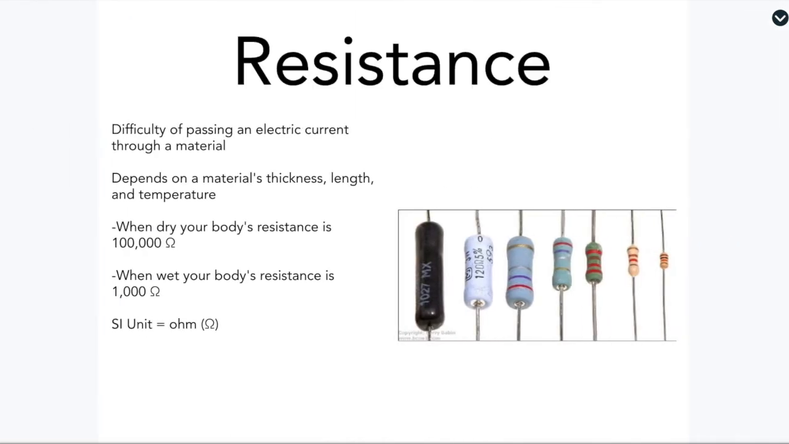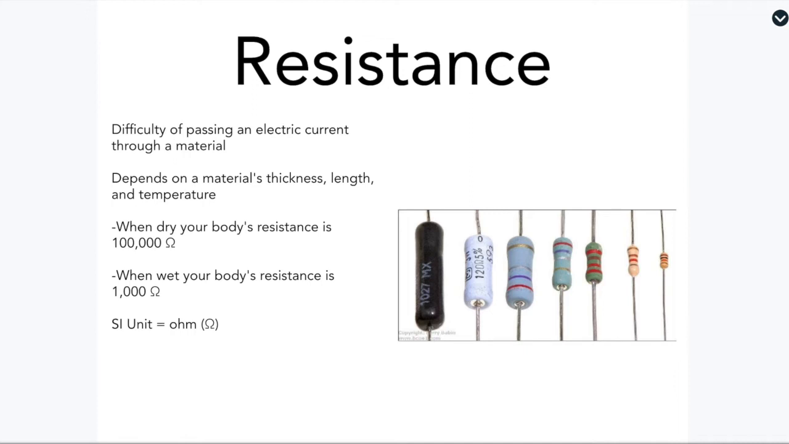So resistance is the difficulty of passing an electric current through a material. It depends on the material's thickness, the length, and the temperature. So, for example, your body, when dry, has a resistance of 100,000 ohms. So it's a very high resistance.